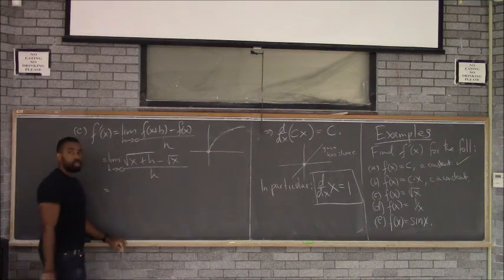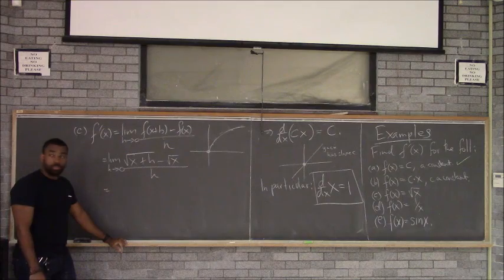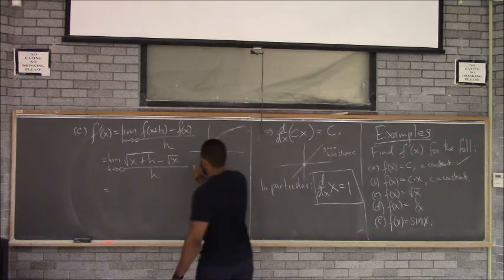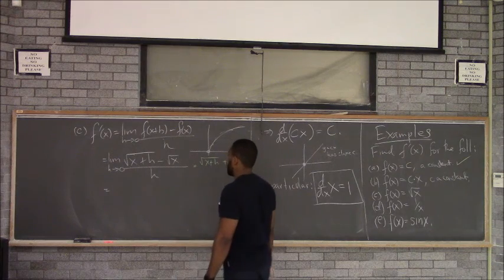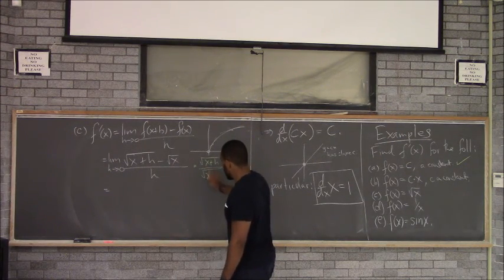How do I compute this limit? You would multiply by the conjugate. Yeah, the conjugate. Well, what is the conjugate? It is radical x plus h plus radical x. And that's going to also go in the denominator. Right, you have to multiply and divide by the same thing, so you're not changing the value.